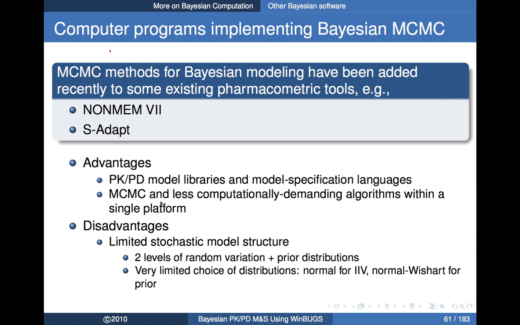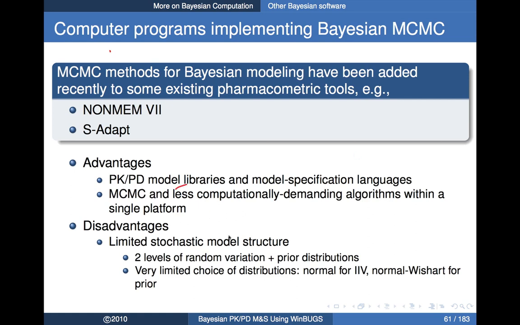And one of the biggest advantages is that in addition to MCMC, there are less computationally demanding algorithms built into these programs. The reason I say that's a significant advantage is that during the model development process, you'd often like a quicker algorithm that lets you run through and exclude a number of model candidates fairly quickly without waiting for very long computation times. So it's nice to have some of those less computationally demanding algorithms within the same platform rather than having to do that work in one platform and then move on to something like BUGS for the next step.